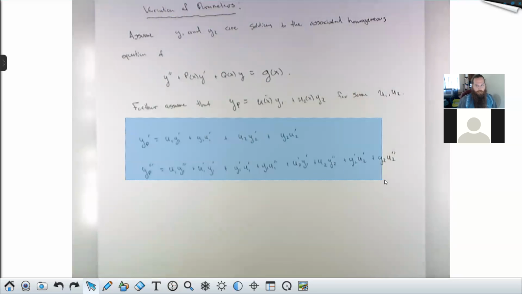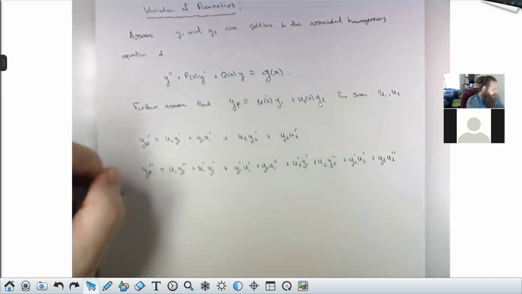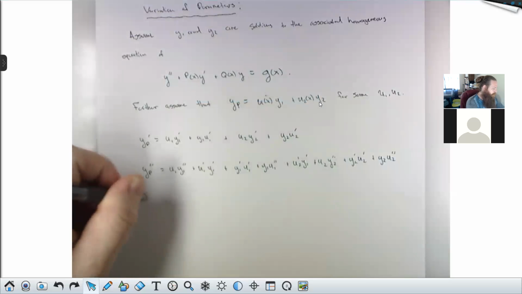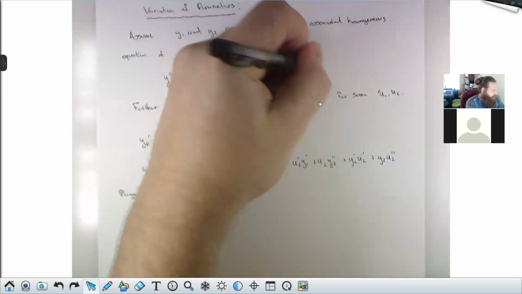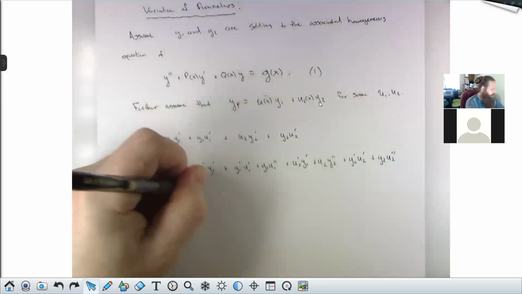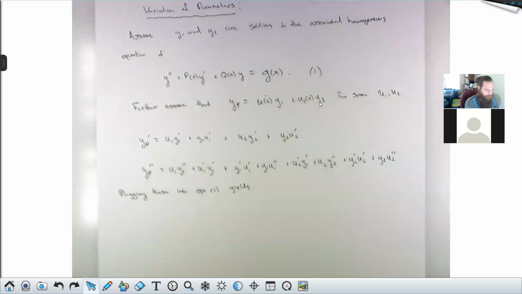We're going to plug both of these into here. And I'm not going to show every single step because it would take forever. So what I'm going to do is plug these in here, regroup, and factor some terms. I've got some prepared notes. Plugging these into equation 1 yields the following.